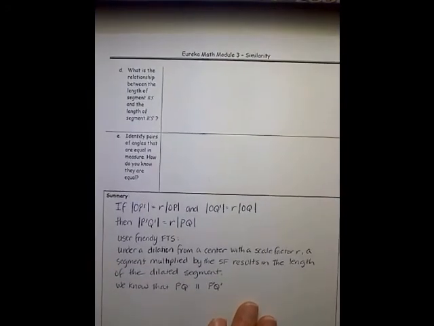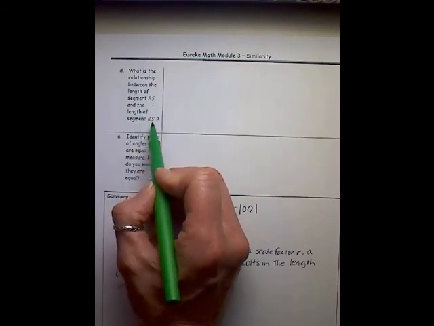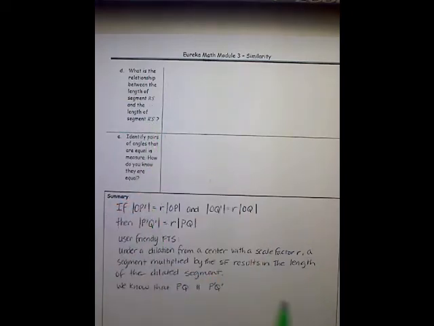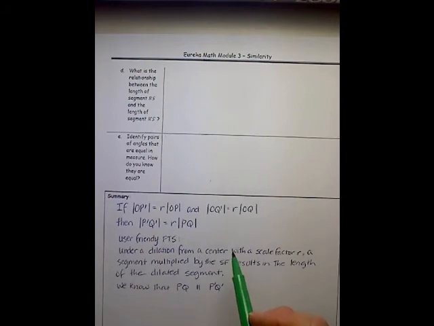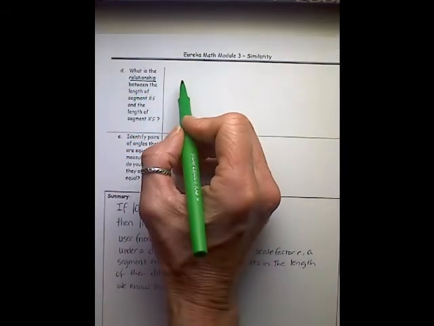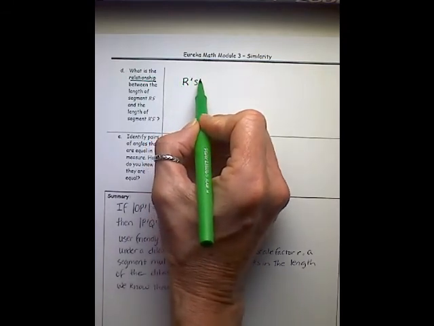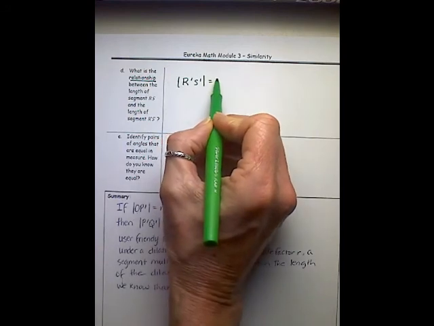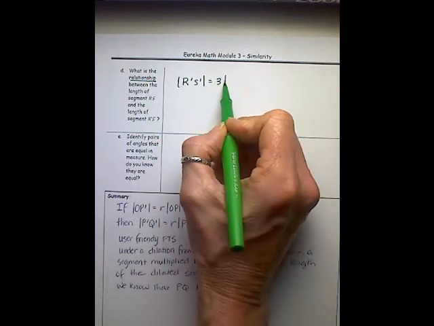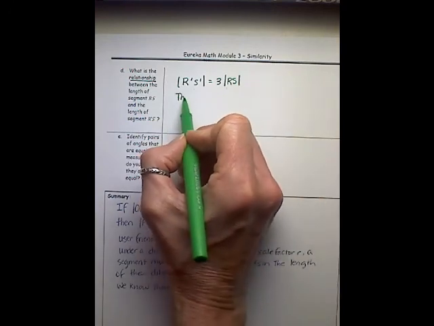Next, what is the relationship between the length of the original segment RS and the length of the segment R prime S prime? The relationship is that they are proportional. We have R prime S prime is equal to 3 times the length of RS. They are proportional.